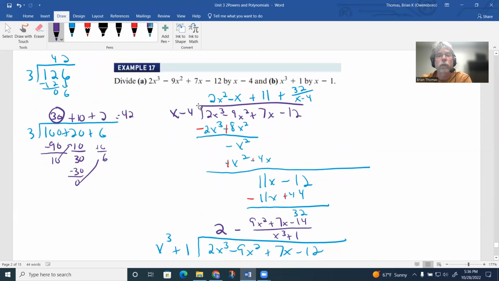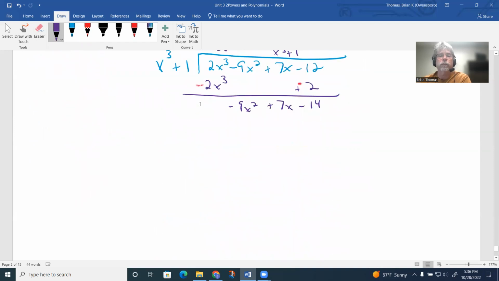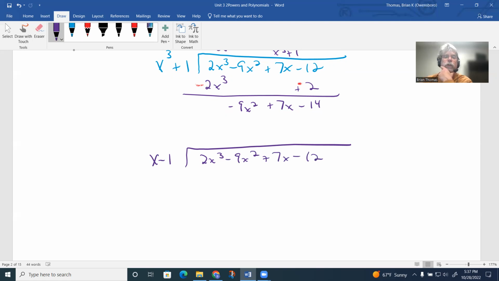If I divide by x minus 1, let's see if I can do that. So if we do this one the other way, x minus 1 this time is going to go into 2x cubed minus 9x squared plus 7x minus 12. If we do this division, again, we have to focus on what can multiply by x to give me 2x cubed. So we're kind of in this first position here. So that should be 2x squared. So 2x squared goes up here.